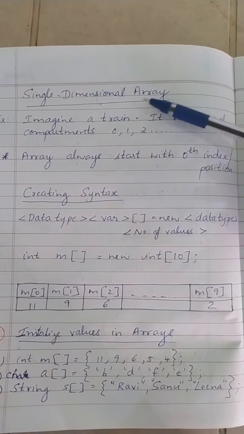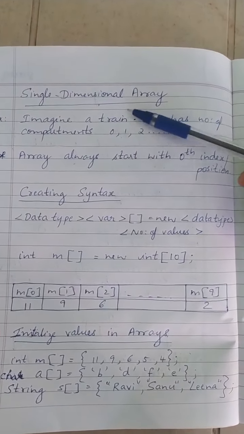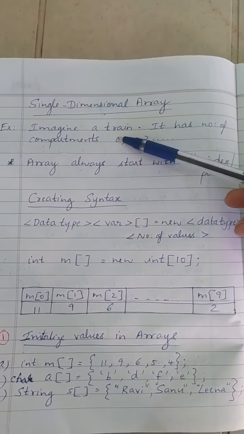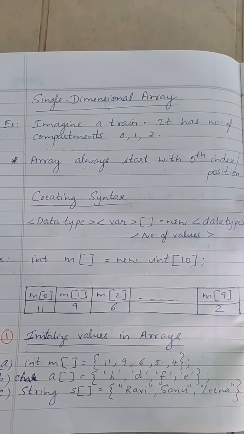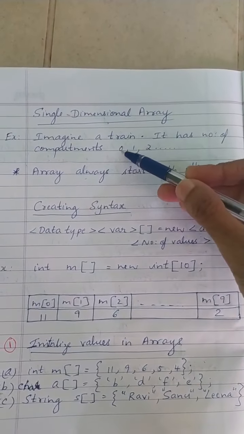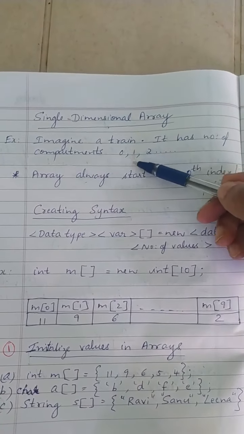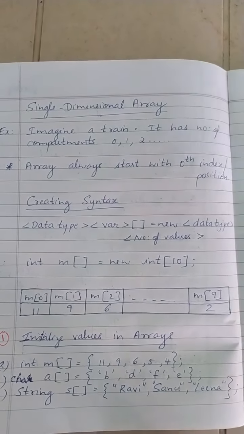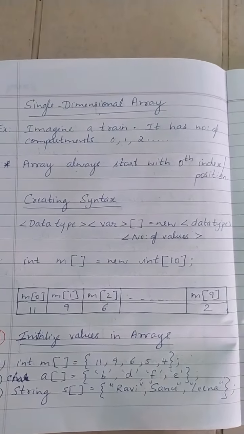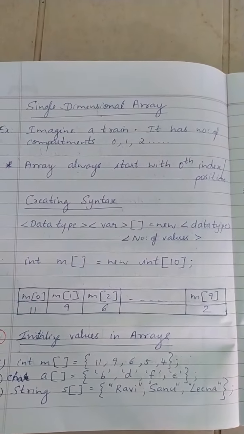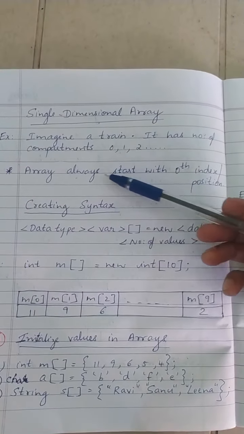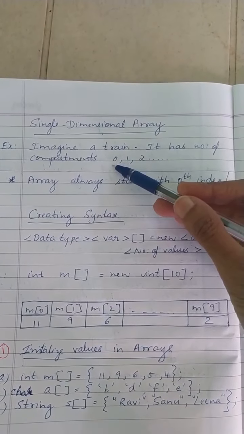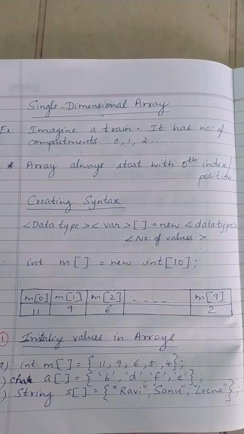We'll take single dimensional array first. Imagine a train. It has a number of compartments starting from 0, 1, 2, etc. So this is the 0th compartment and this is the first compartment, second compartment. It goes on like that, right? Such type of arrays are called single dimensional arrays. And remember, arrays always start with the 0th position. That is why I told the example which begins with 0.